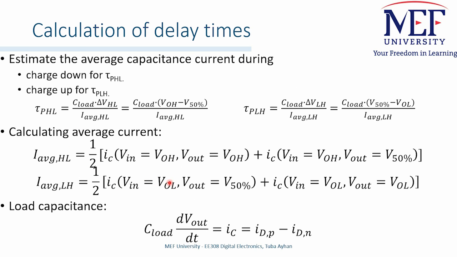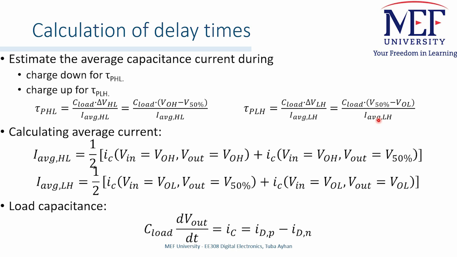To calculate delay, we need to estimate the average capacitance during the transitions. Then, the delay term can be found by the load capacitance times the change in voltage divided by the average current through the lumped load capacitance during the transition. For TPHL, voltage changes from VOH to V50%, and for TPLH, voltage changes from VOL to V50%.